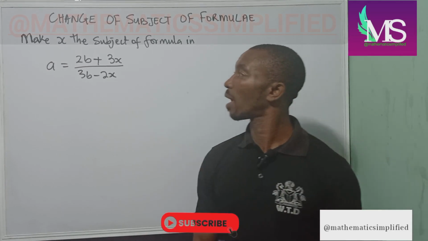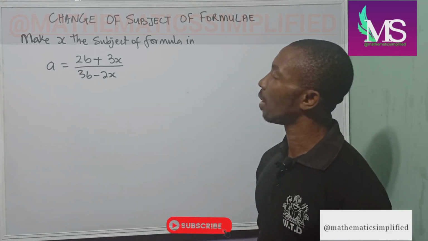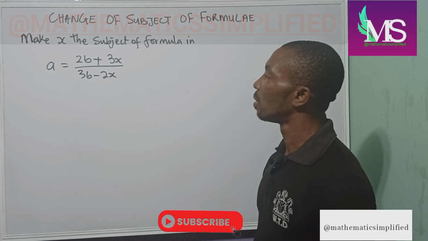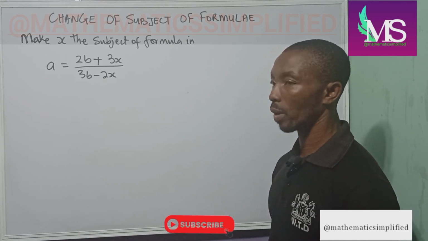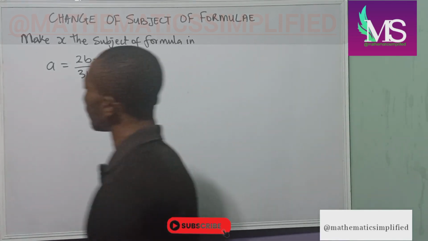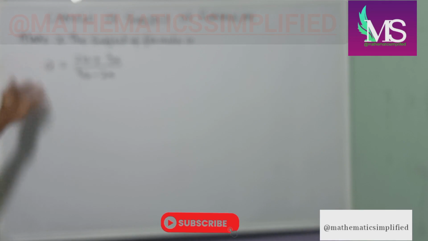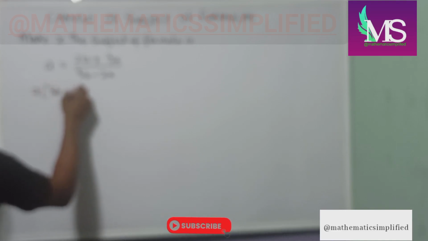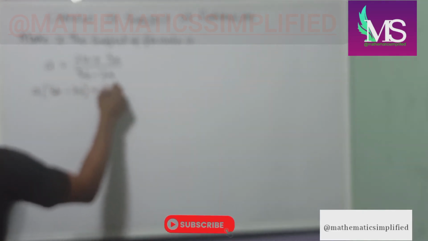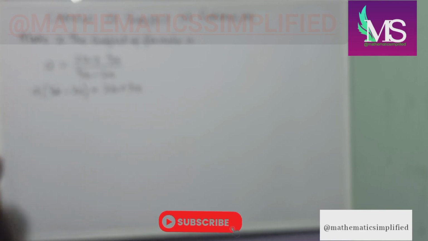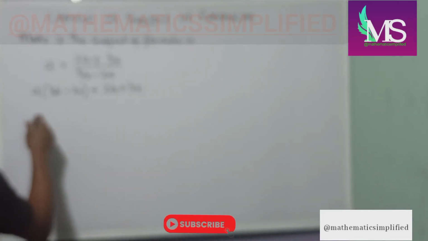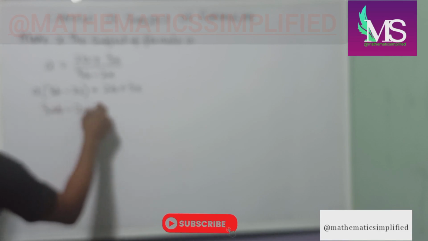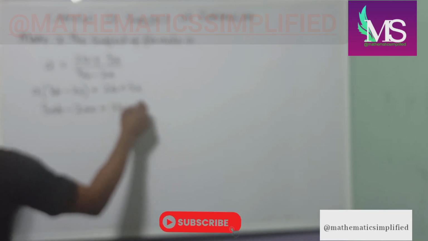Our next example says make x the subject of the formula in a equals 2b plus 3x all over 3b minus 2x. Now solving this out, we'll first of all cross multiply. This becomes a bracket 3b minus 2x equals 2b plus 3x. Okay, from here we expand our bracket to become 3ab minus 2ax equals 2b plus 3x.